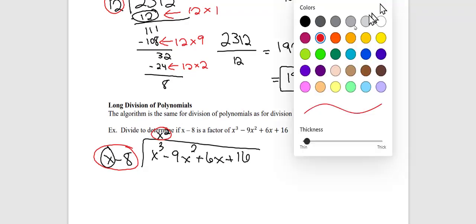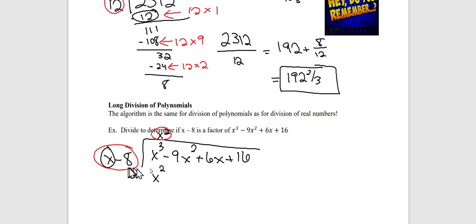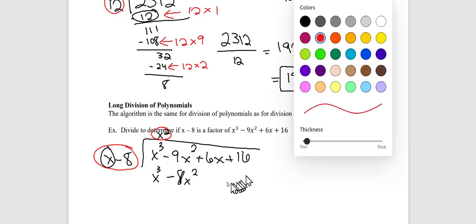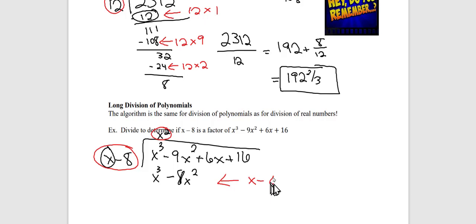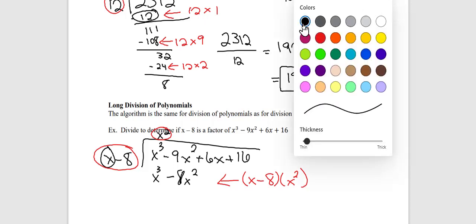So we do that, we get x squared minus x cubed. When I multiply x minus 8 times x squared, I get x cubed minus 8x squared. Just to be clear where that comes from, I am multiplying the x minus 8 times what I wrote above, the x squared. When I distribute that, I get the x cubed minus 8x squared.